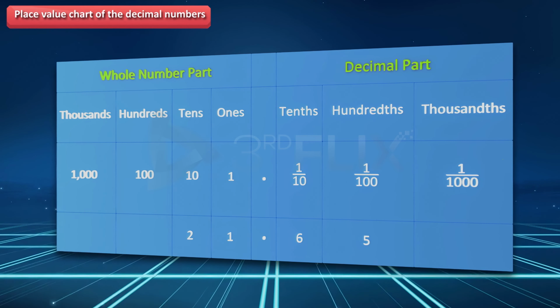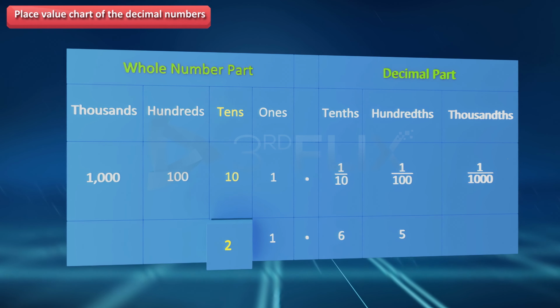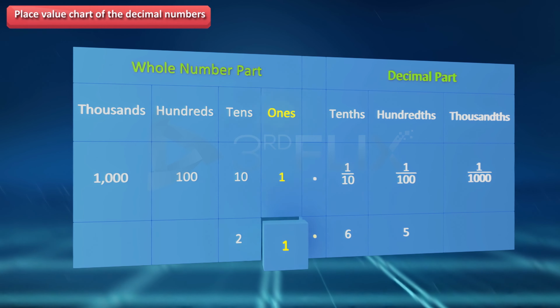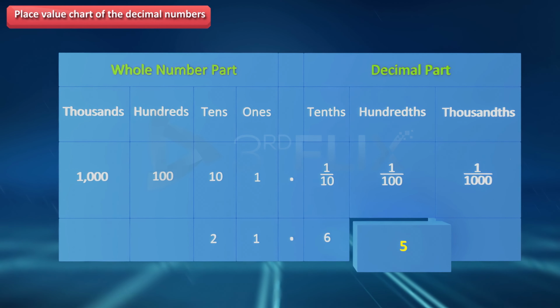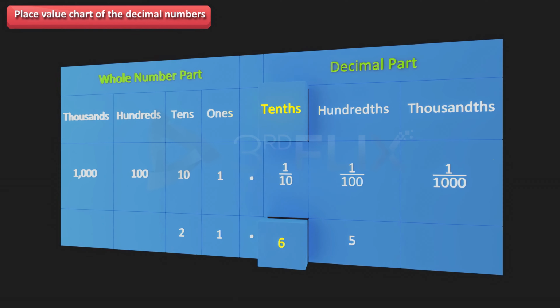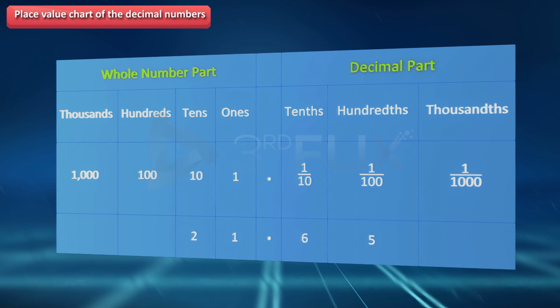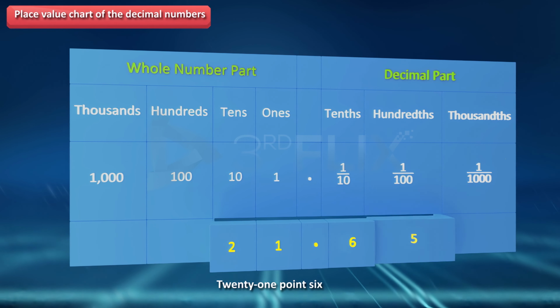In 21.65, 6 is in the 10th place, and 5 is in the 100th place. That is 2 tens, 1 ones, point, 6 1/10ths, 5 hundredths. This number should be read as twenty-one point six five.